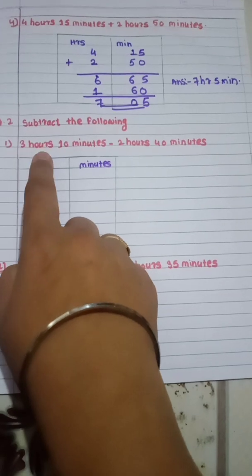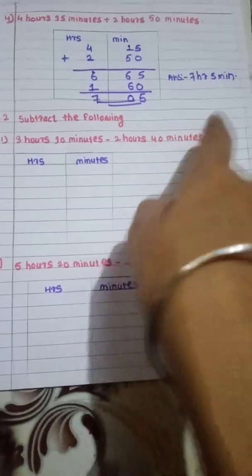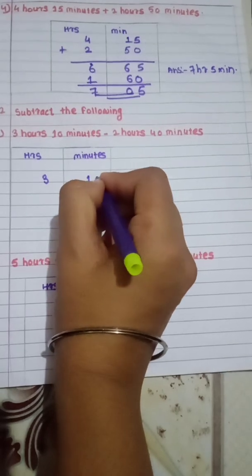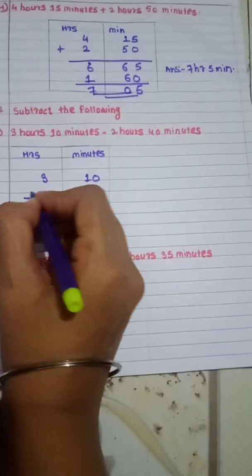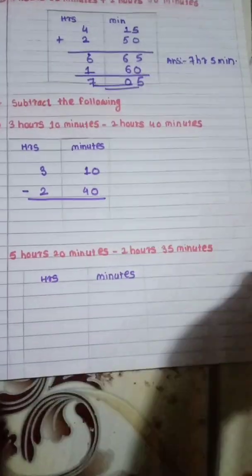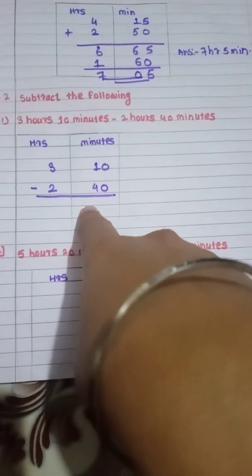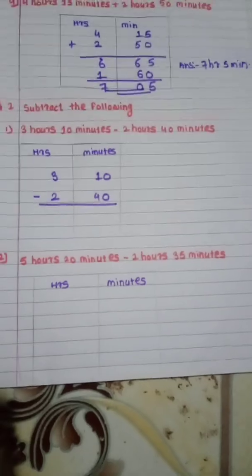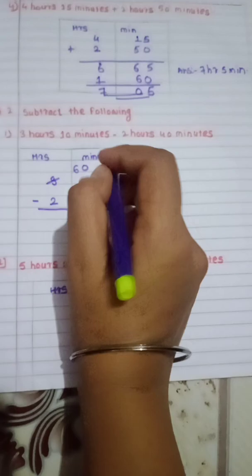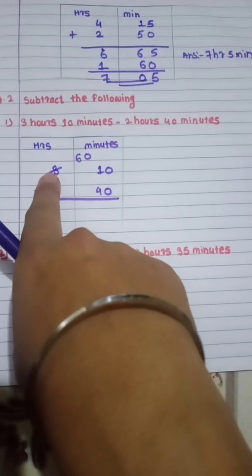Sum number 1, 3 hours 10 minutes minus 2 hours 40 minutes. Okay, first I will write the information. 3 hours 10 minutes minus 2 hours 40 minutes. Now see here students, 40 is a bigger number and 10 is the smaller number. So 40 cannot be subtracted from the 10. So what I'll do, I'll borrow 60 from here. Okay, 60 minutes means 1 hour. So 1 hour will get subtracted from here.